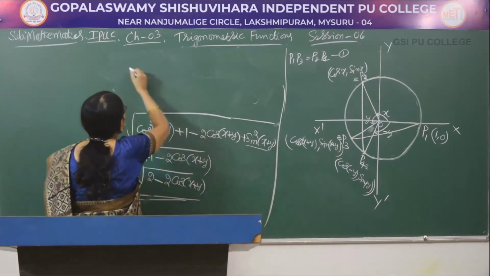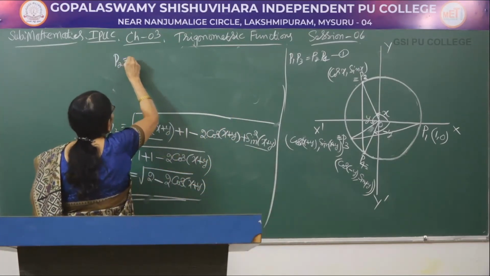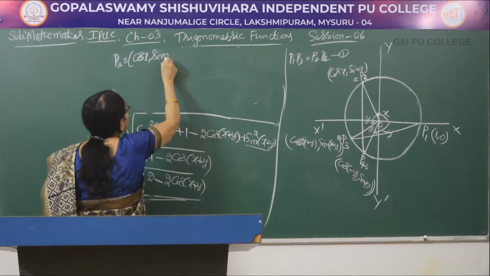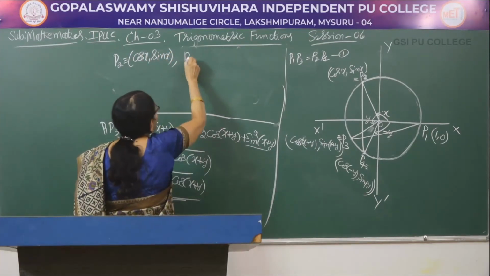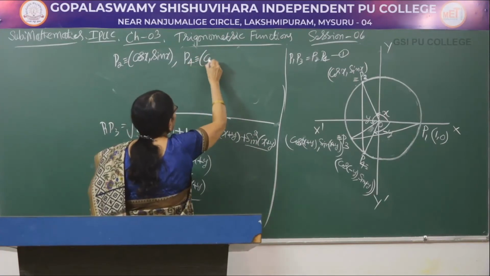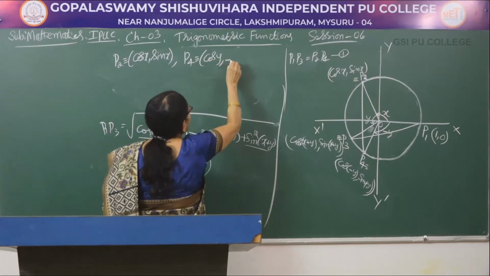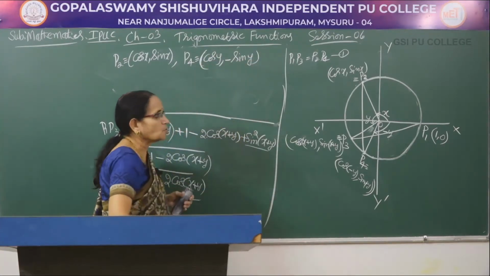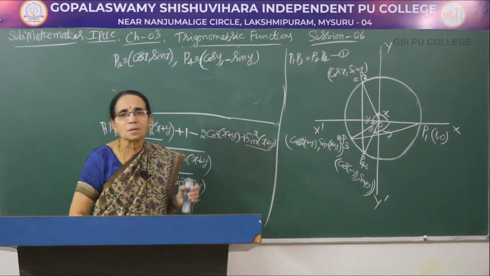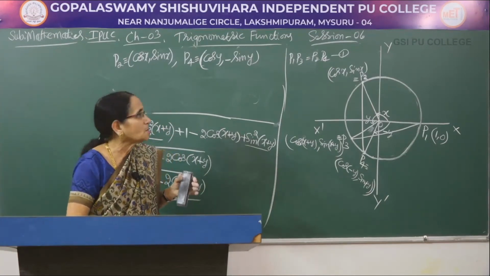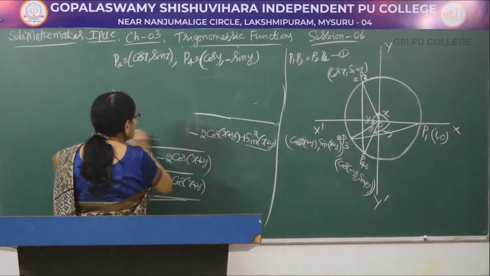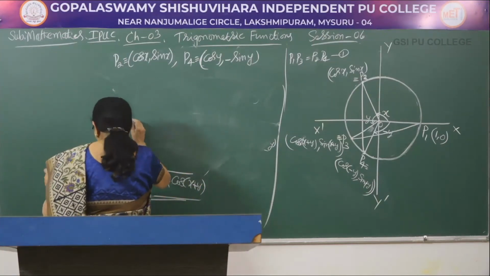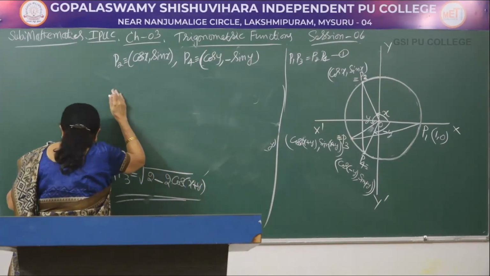So, first let me write it as P2 has got the coordinates cos x comma sin x, and then P4 has got the coordinates cos y, minus sin y. You can give the reason, since we know that cos of minus theta is cos theta, sin of minus theta is minus sin theta. Again, using the distance formula, I can arrive at the distance between P2 and P4.